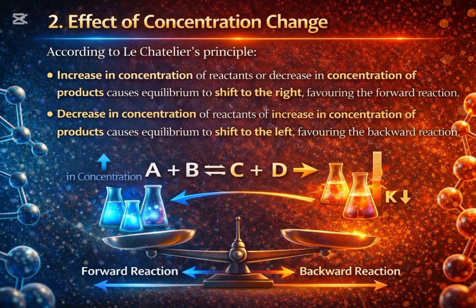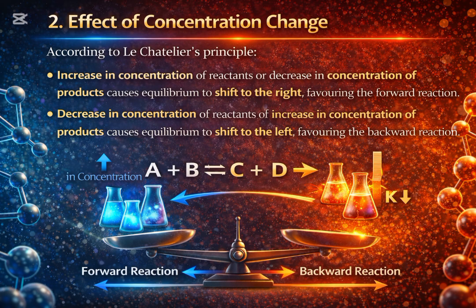Which means if you have your raw materials and you want to produce more of your goods or products, then you need to increase the raw material. And when you increase the raw materials, then you are favoring the production of your product. That means we have more product to get. And in like manner, if you decrease the concentration or the amount of the product, you are also saying that more of the reactant should be converted to the product. So you are also favoring the forward reaction.